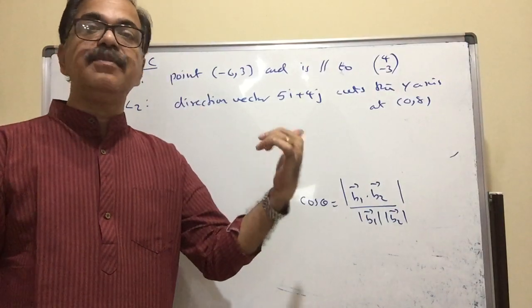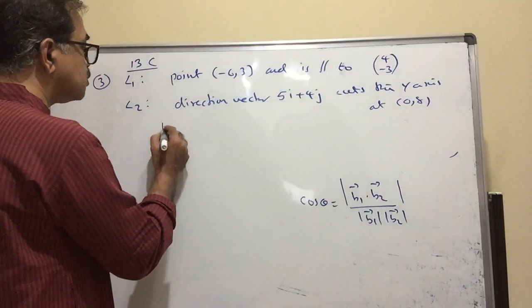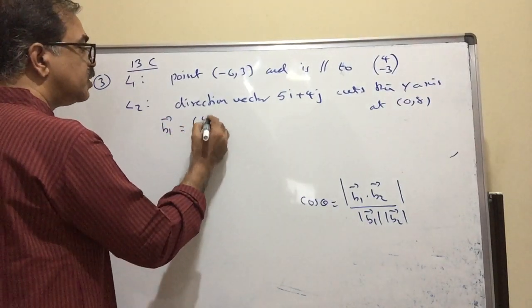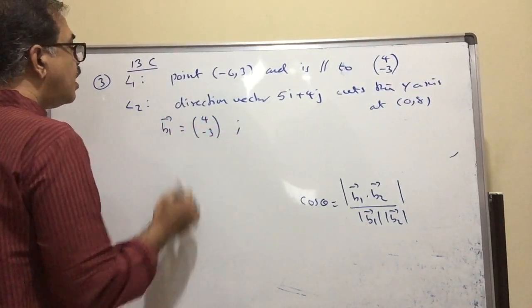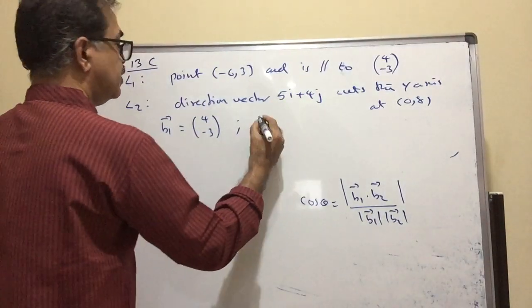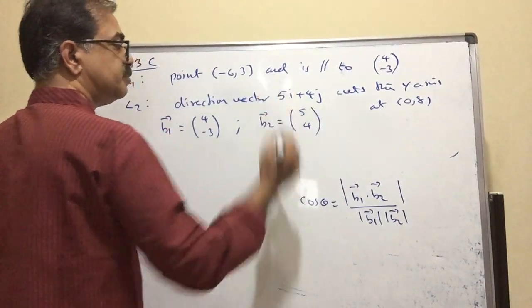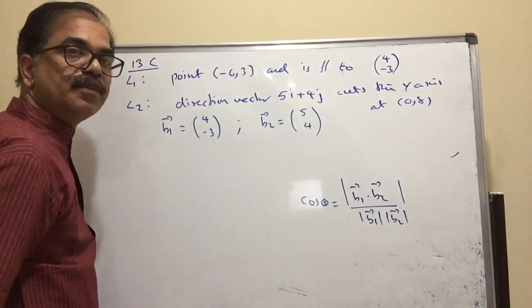What I need is just the b vector. It's parallel to 4, minus 3, so that becomes my b1 vector. b1 vector is 4, minus 3, and L2 has a direction vector which is your b vector. So b2 vector is 5, 4. And we are looking for the angle between the two vectors.